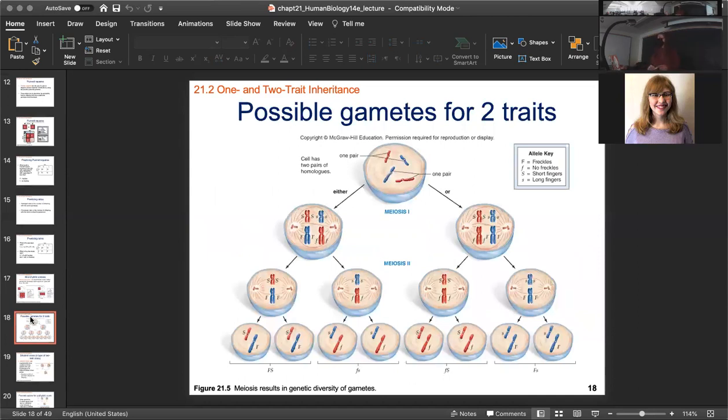So moving on. Possible gametes for two traits, okay? This is talking about meiosis. Maybe you've heard of meiosis and mitosis. We do talk about it in a different chapter, but just a brief review if you don't remember, okay? Can you guys still see if I'm right over here? I guess I could go over there. Okay, meiosis versus mitosis.